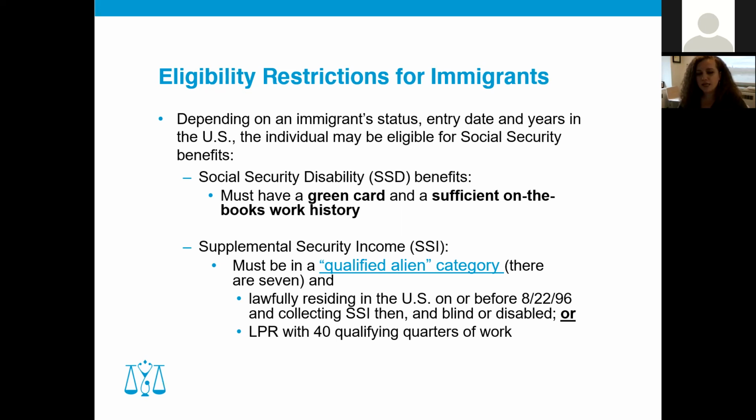And for SSI, they must be in a qualified alien category, and there are 7 of them, and we'll go through those as well. And they must be lawfully residing in the US on or before this very specific date, August 22nd, 1996, and collecting SSI and blind or disabled, or they must be a legal permanent resident with 40 qualifying quarters of work.